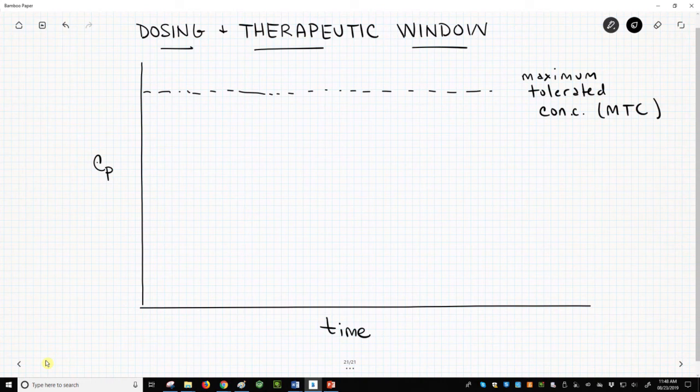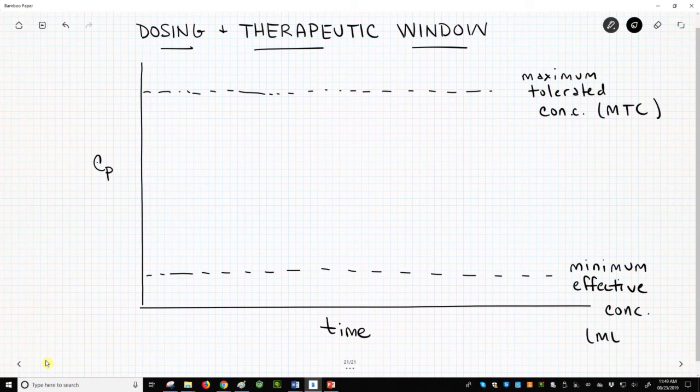During phase 2 clinical trials, a company learns the CP values that provide an acceptable level of therapeutic benefit. This is the minimum effective concentration, or MEC. These two CP values, MTC and MEC, together define the therapeutic window of a drug. A drug with a wider therapeutic window is considered safer.